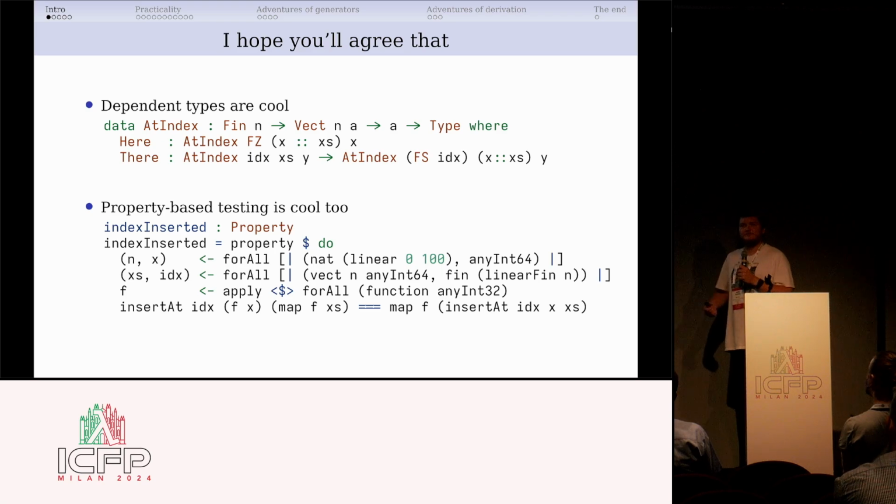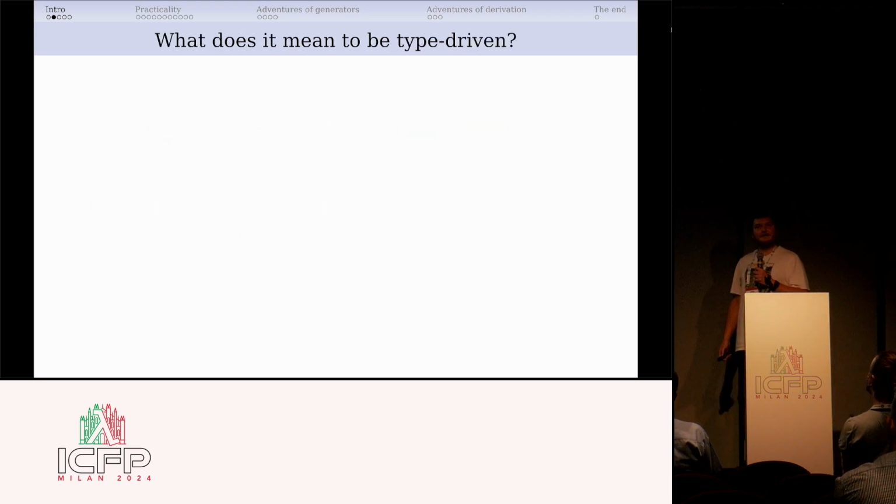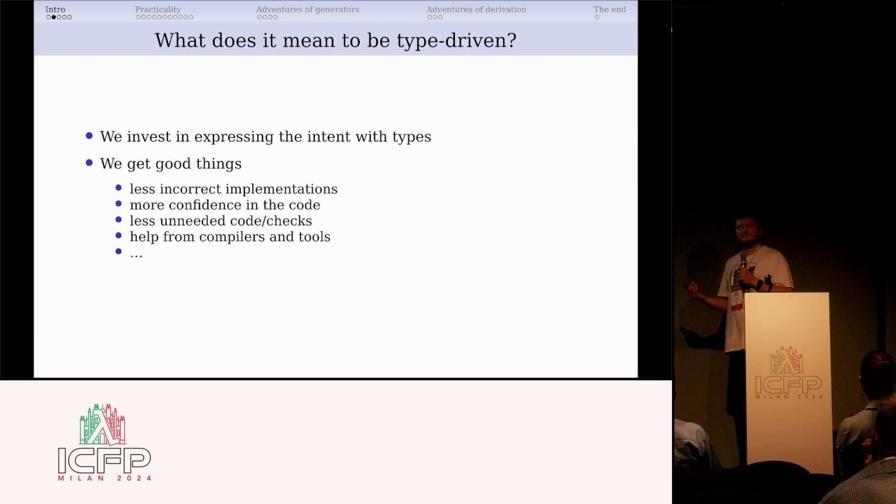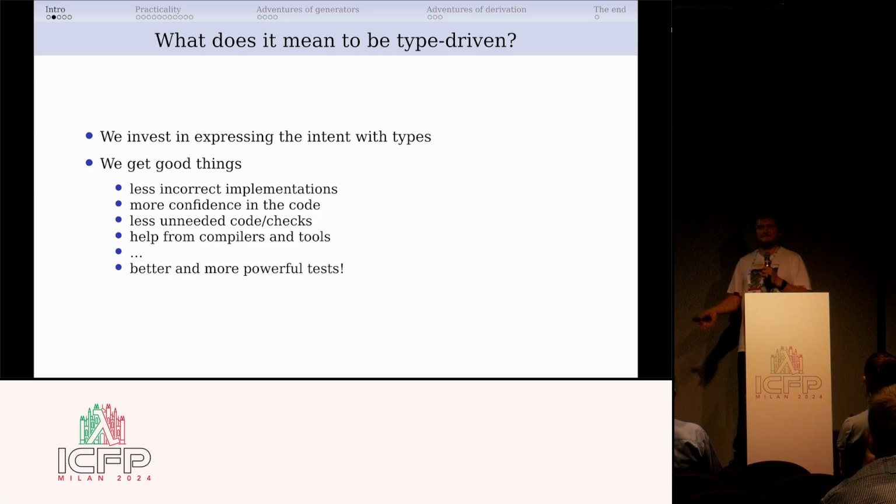But talking about type-drivenness and property-based testing, what does it mean to be type-driven? I claim that it is a way of investing some effort in expressing the intent using types, probably using expressive type systems, and then gaining something from it. It can be less code, or better code, or more confidence in it. But what I claim is that we can have good tests out of it too.